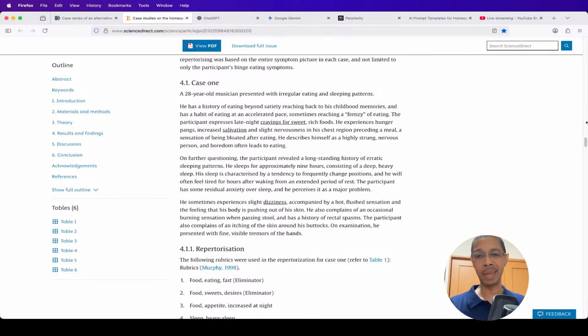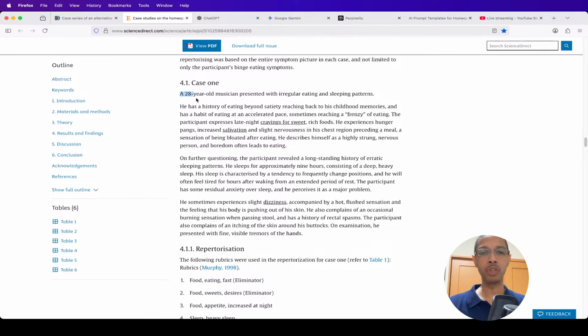So I know you're listening to this and you can hear keynotes in here. And these are the things that the AI is also going to pick up on. And we'll see that in the output. Right. He sometimes experiences slight dizziness with hot flush sensations and a feeling that his body is pushing out of his skin, and complains of burning sensation when passing a stool, has rectal spasms. The participant also complains of an itching around the skin of his buttocks, and on the examination, he presented with fine, visible tremors in the hands.